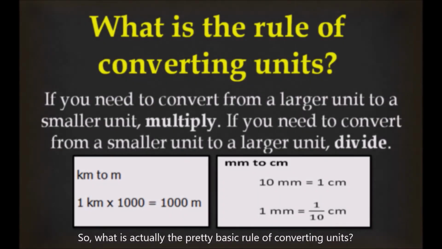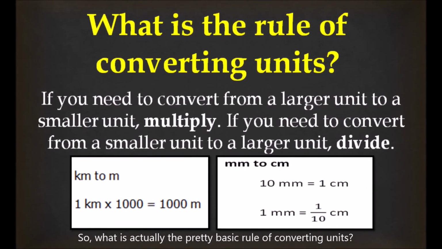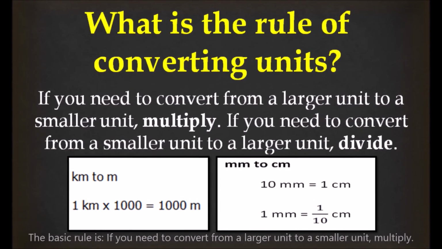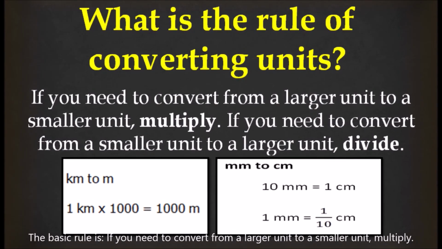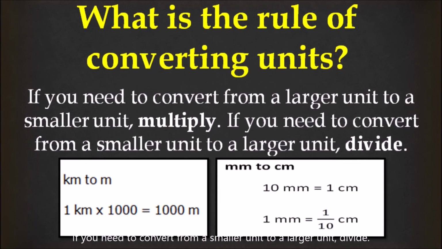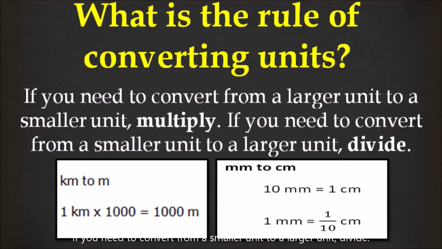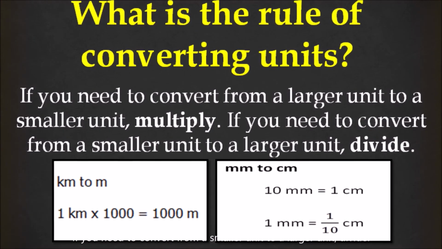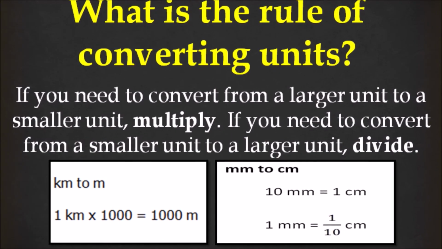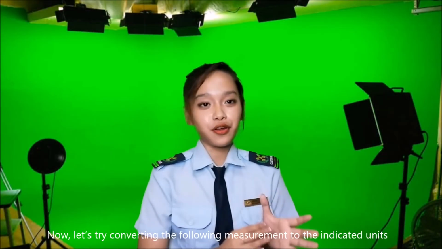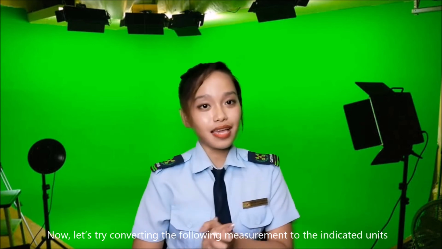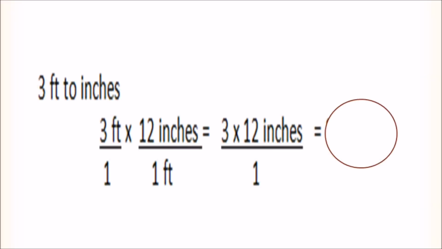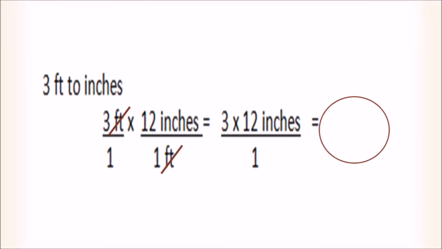So what is actually the pretty basic rule of converting units? Well, the basic rule is if you need to convert from a larger unit to a smaller unit, multiply. And if you need to convert from a smaller unit to a larger unit, divide. Well, now let's try converting the following measurements to the indicated units using unit cancellation. I'll teach you. Let's try converting 3 feet to inches.